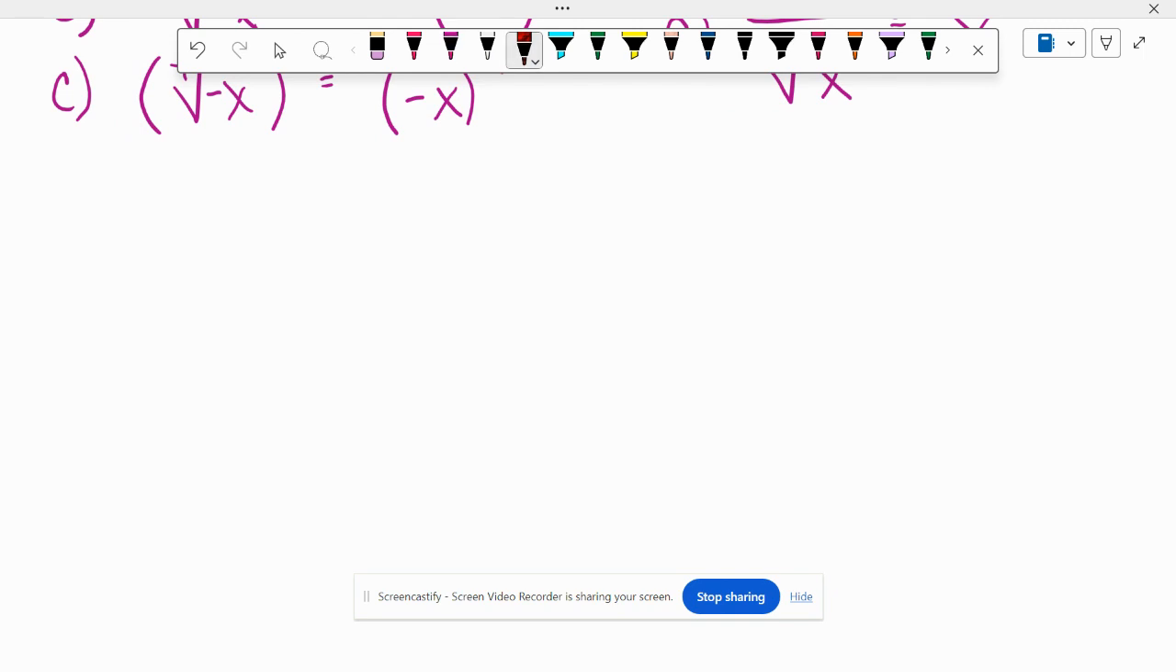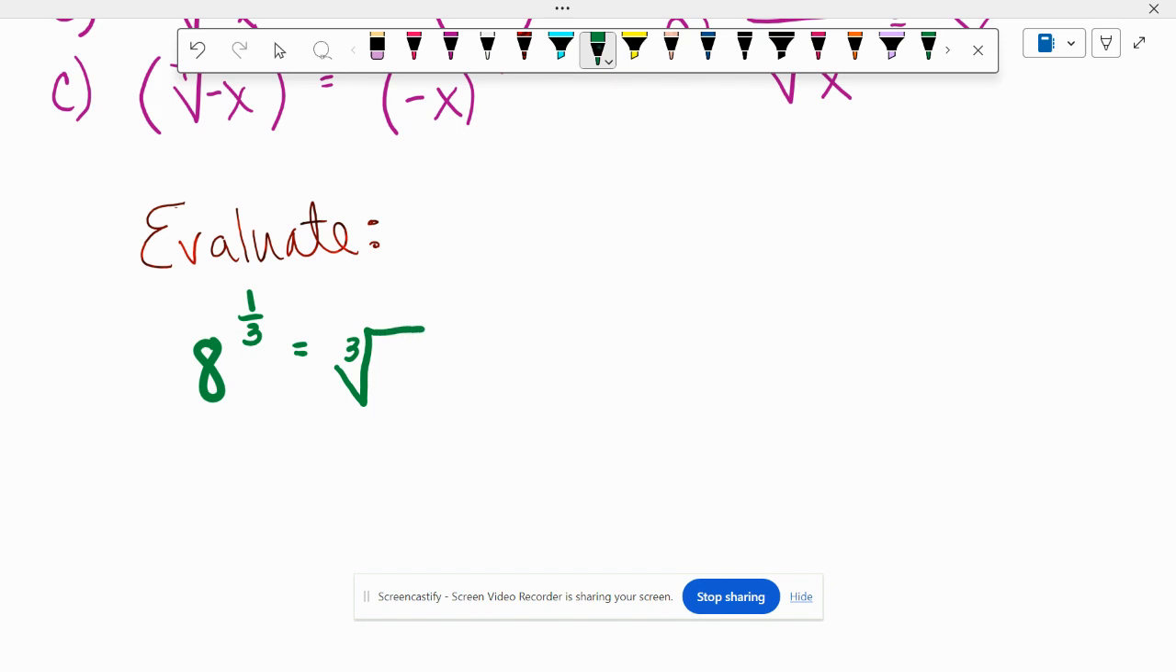Okay. So the directions here ask us to evaluate. That means that you are figuring out what the final answer is, right? It's like saying, hey, tell me what the answer is. So 8 to the 1/3 power, well, that's just the same thing as saying, hey, what is the cube root of 8? So what is the cube root of 8? 2. Okay.